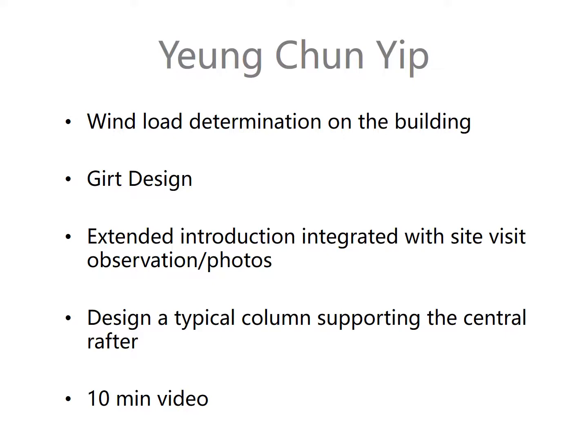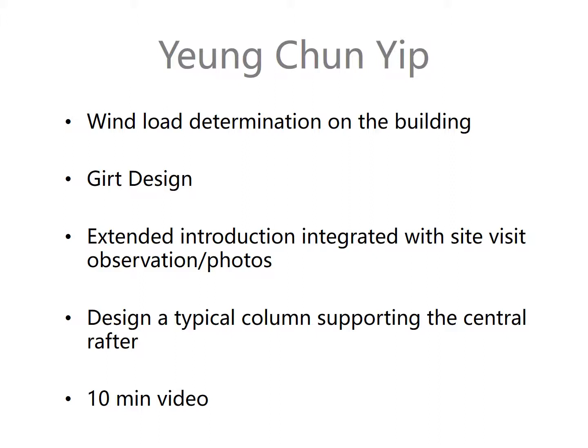Design a column. Column design is pretty similar to the girt design or rafter design. First, you need to find the area of the column and then find the dead load of the building, including the minimum dead load and the maximum dead load. Next, find the live load of the building. Then, find the wind load of the building. Then, use the load combinations to calculate the load.